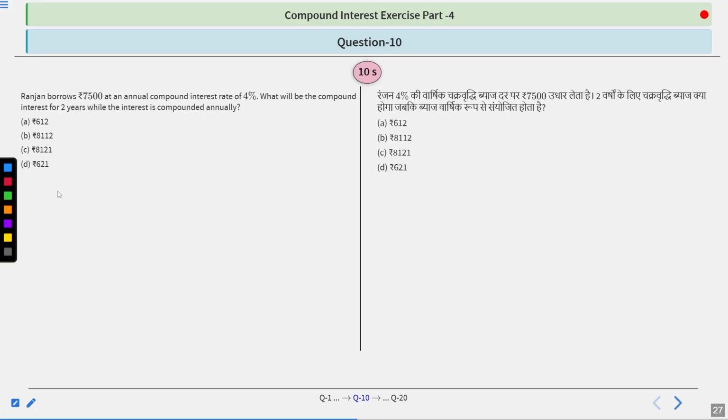Next, Ranjan borrows rupees 7,500 at an annual compound interest rate of 4%. What will be the compound interest for 2 years while the interest is compounded annually? And the options are option A, rupees 612, option B is rupees 8,112, option C is rupees 8,121, and option D is rupees 621. These are the options.